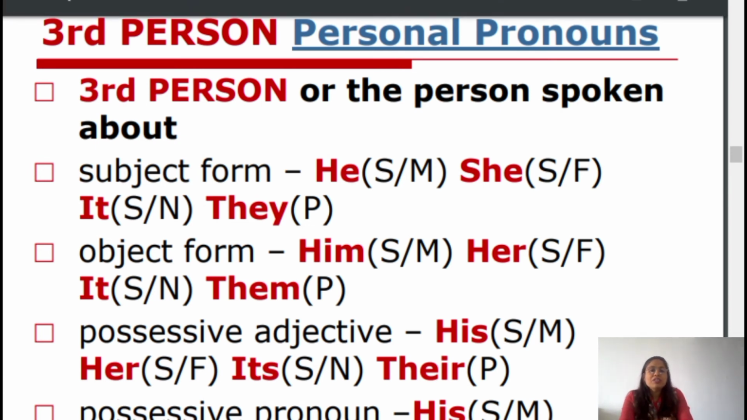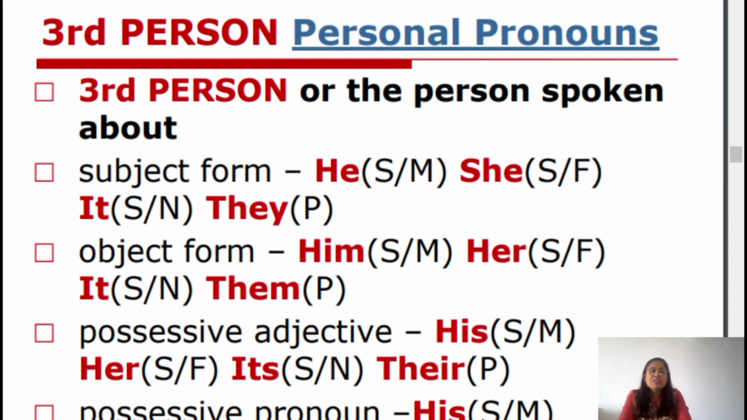The first one that I will teach now is the subjective form. If the pronoun is the subject of the sentence, then we make use of the words he for singular male, she if the pronoun is singular and female, it if it is singular and neuter, and they is a common plural form.